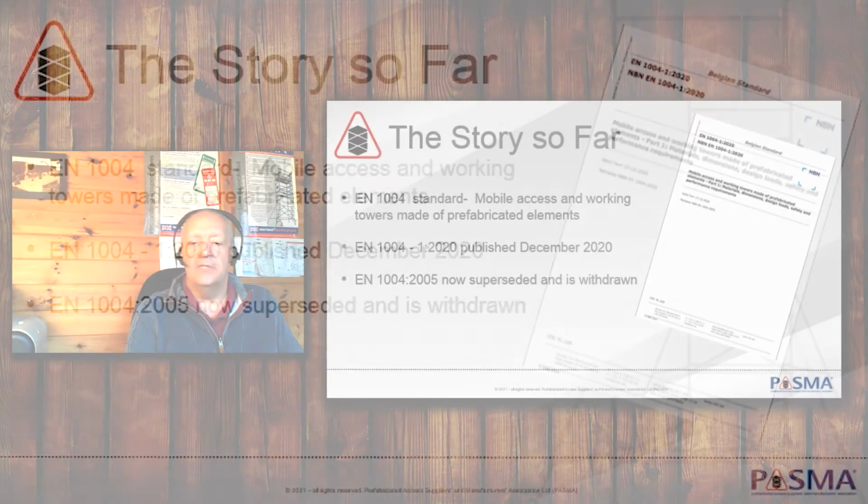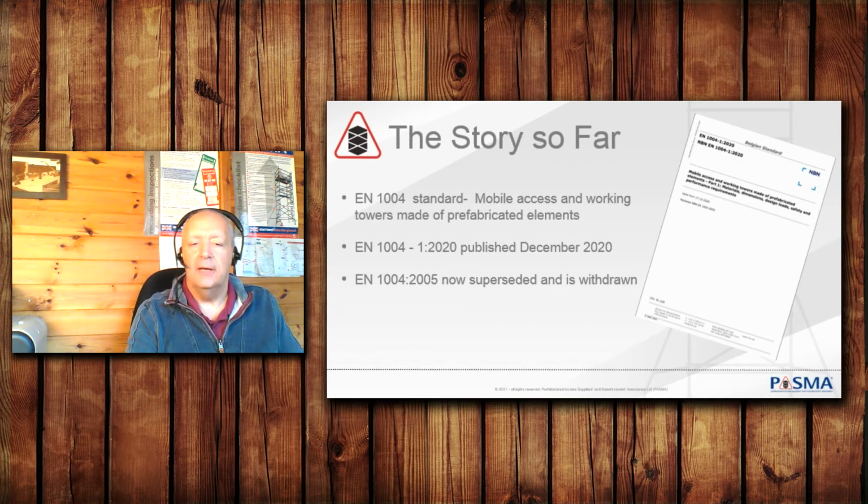The revised version has a new name. It's now NBN EN 1004 Part 1. Why? Because NBN EN 1298, the standard for user manuals for mobile towers, has also been revised and was published as NBN EN 1004 Part 2 in December 2021, replacing the old NBN EN 1298.